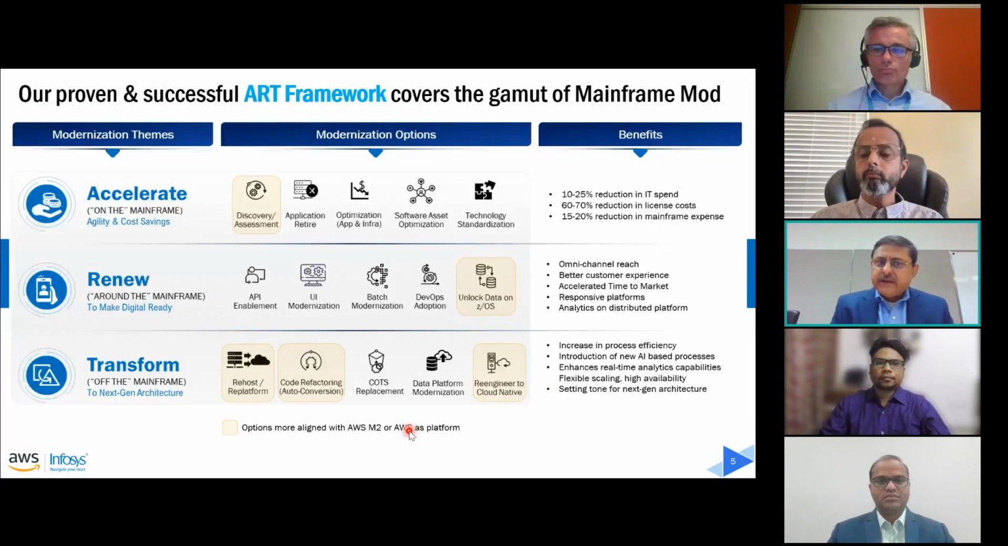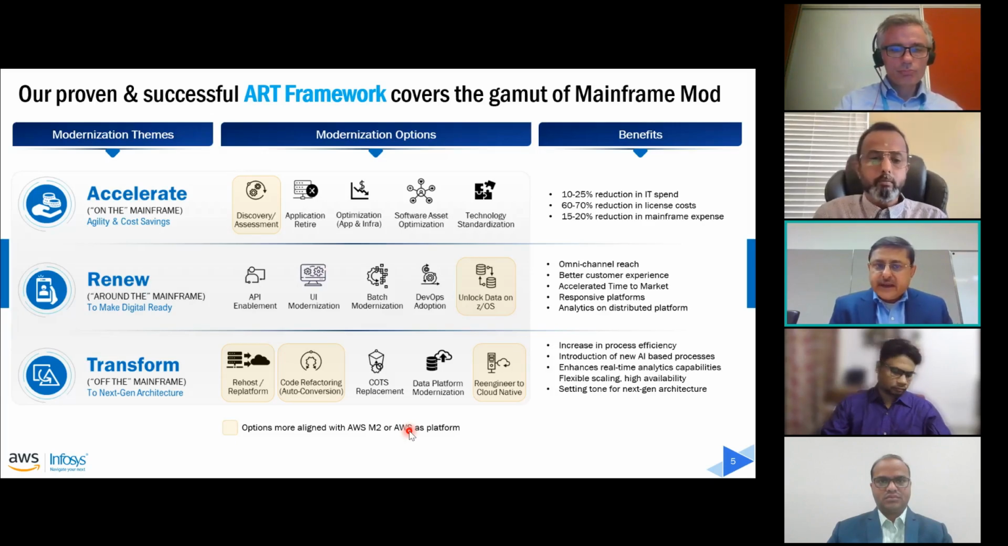Now, one of the critical points about our mainframe modernization practice is also the methodology or the framework. And we call it the ART framework. We believe mainframe modernization is not just science, but also an art. And the A for art is accelerate, R is renew, and T is transform.